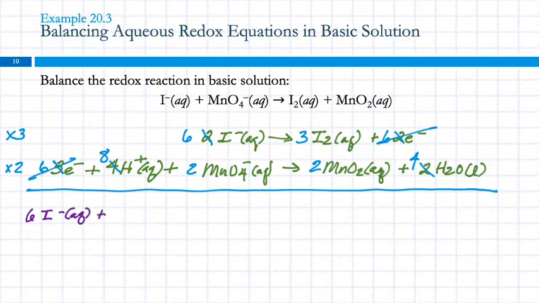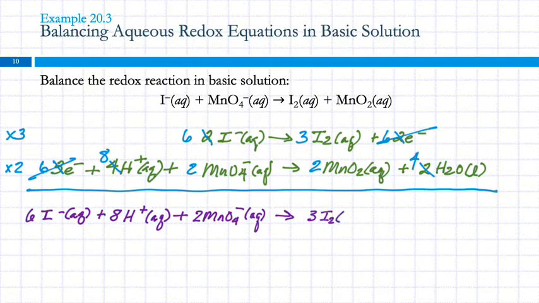6 I minus, 8 H plus, 2 MnO4 minus, 3 I2, 2 MnO2, and 4 H2O. Not a bad idea to check that it's balanced.